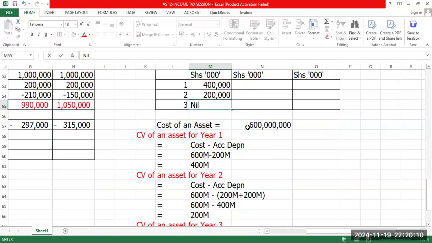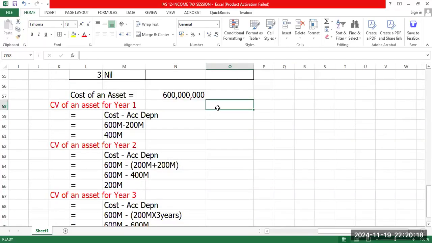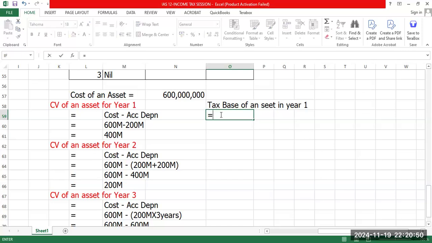What about the tax base? I can also do the working to get the tax base. What is the tax base of an asset for year 1? You are going to simply get your cost of an asset minus accumulated tax depreciation. That is the formula we are going to be using here.